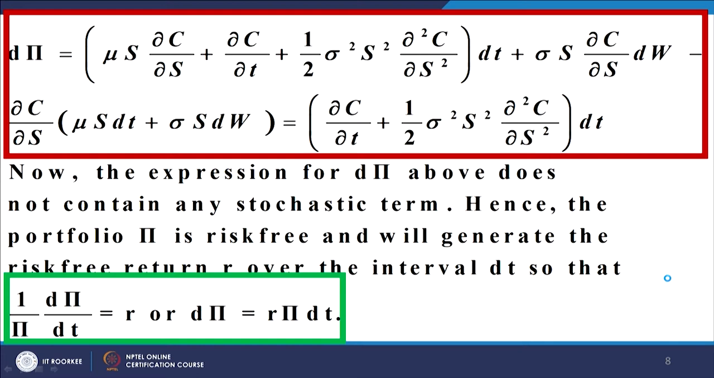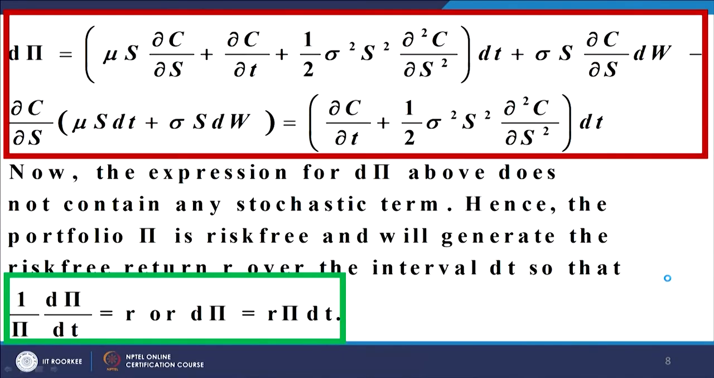Now, what does it mean? Because the randomness is modeled only by the dW term. There is no other random term. The only term that incorporates randomness in our analysis is the Brownian motion term. In other words, we are modeling the randomness purely by Brownian motion.